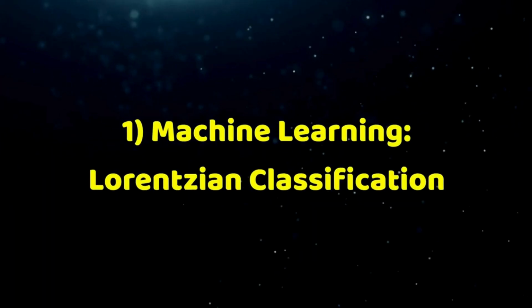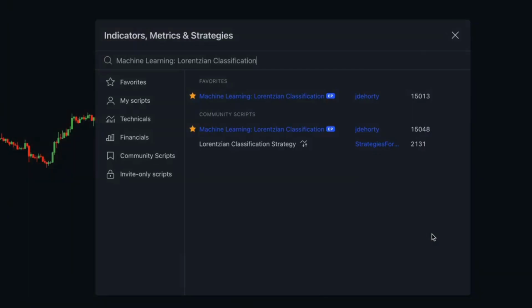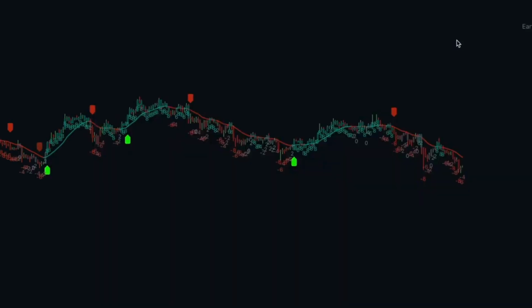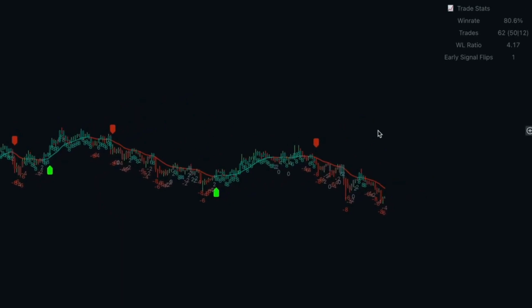Topping our list of the best machine learning indicators on TradingView is the Machine Learning Lorentzian Classification by J.D. Horty. Over 15,000 traders have saved this indicator to their collection, which means the tool is really valuable. I will not get into detail about how this complex machine learning algorithm operates, but rather show you a strategy with this indicator that really works.